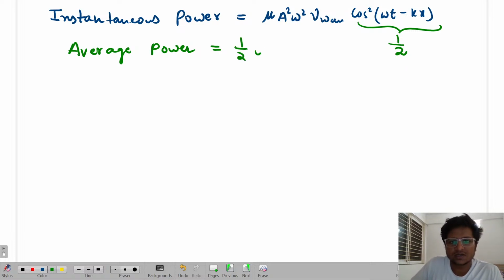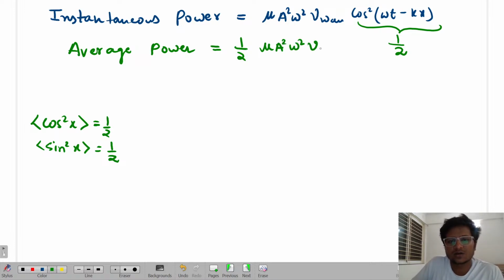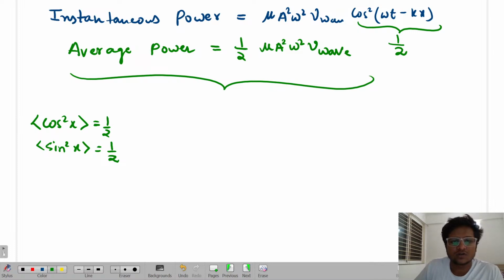That I will not do, that derivation, right now. So just remember it: the average of cos square x is 1 by 2. The average of sin square x is 1 by 2 also. Are you able to get me or not? That you will learn in class 12 definitely. So that is equal to 1 by 2 mu a square omega square velocity of wave. So this is my average power of the wave on the string.